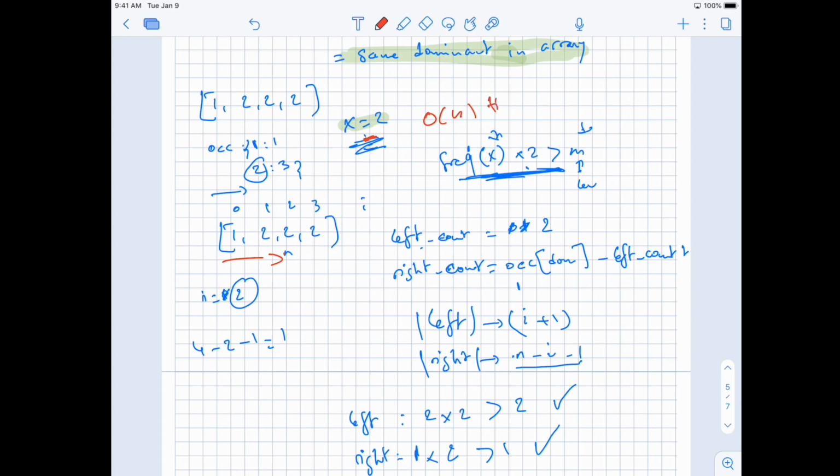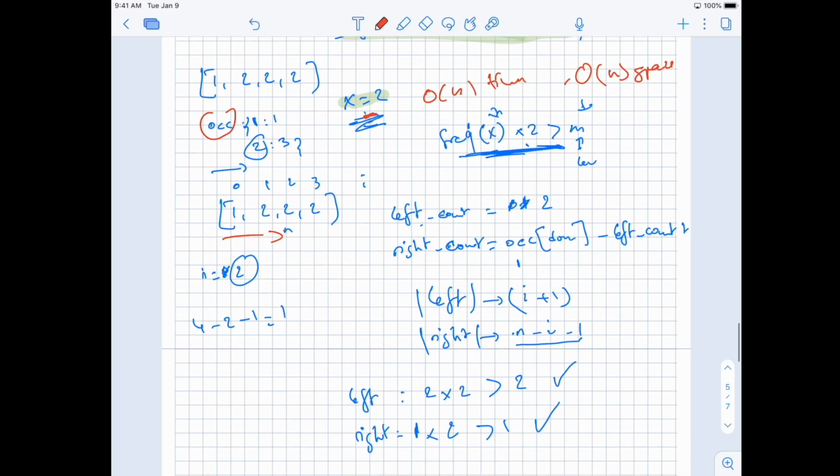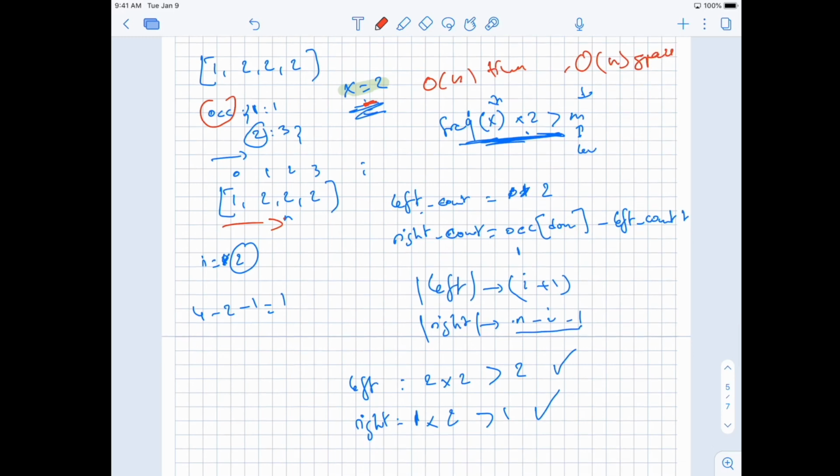Now, in terms of space, we are using this occurrence map that will contain at most the number of elements, and then the rest are just values, and so this is O of n space as well. Okay, so that's pretty much it for the overview. Let's code it up and make sure it passes.